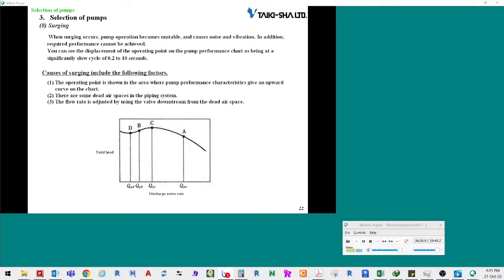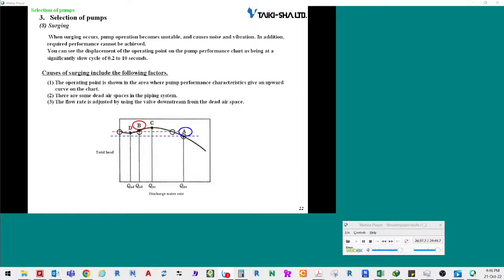1. The operating point is shown in the area where pump performance characteristics give an upward curve on the chart. 2. There are some dead air spaces in the piping system. 3. The flow rate is adjusted by using the valve downstream from the dead air space. If you refer to an operating point in the area where pump performance characteristics are represented by an upward curve on the chart, it means that the operating point is at point B on the slide.